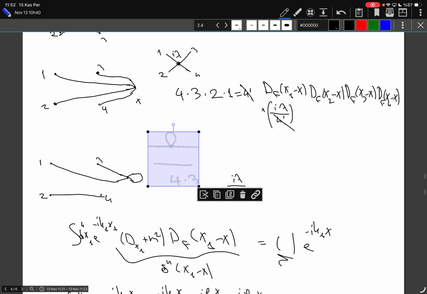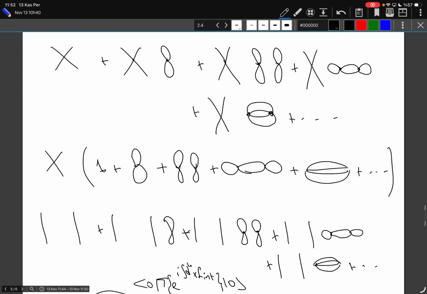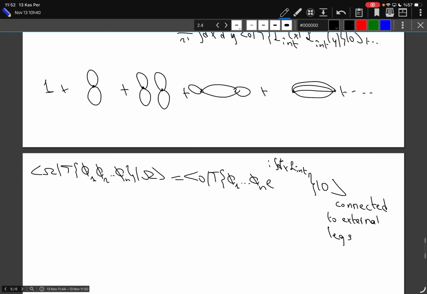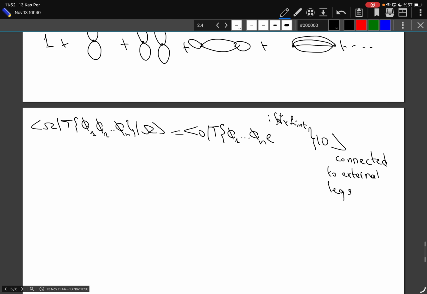So I don't have to consider all diagrams. If I want to calculate all the diagrams contributing to the S matrix, I have to calculate only the diagrams that are connected. For the 4-point function, I need to calculate all the diagrams that are connected to the external legs. For the S matrix, the diagram has to be connected. Just being connected to the external legs is not enough.